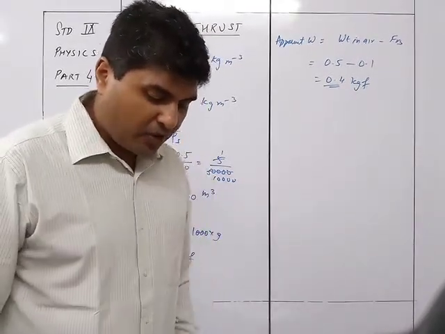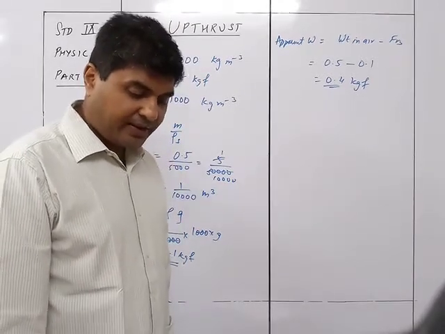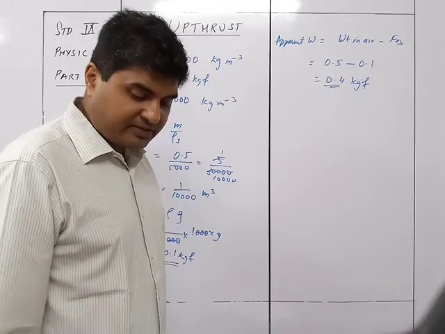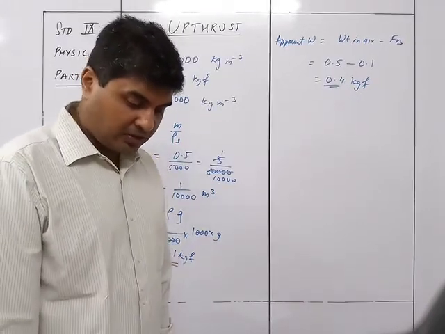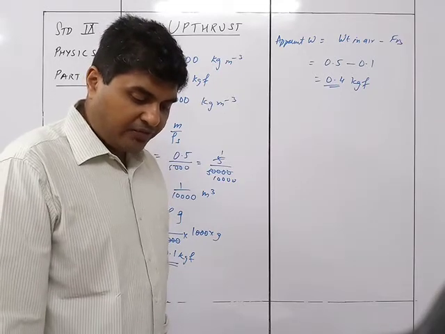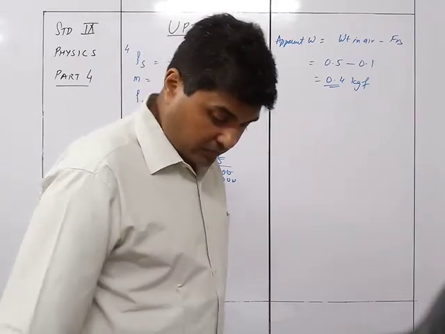Two spheres, each of volume 100 cm cube, are placed in water, density 1 gram per centimeter cube. Sphere A is made of wood, density 0.3, and sphere B is made of iron of density 8.9 grams per centimeter cube. We need to find the weight of each sphere and the upthrust on each sphere.